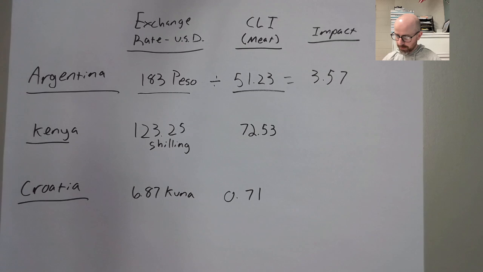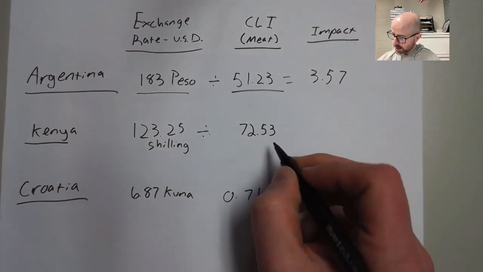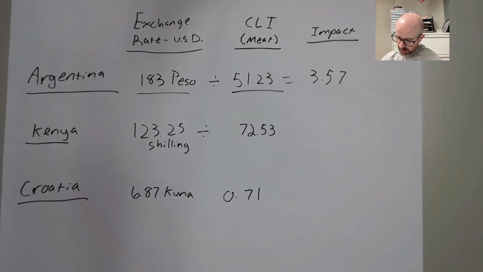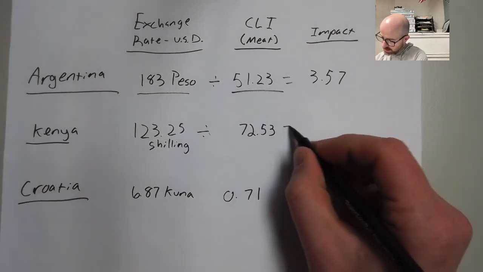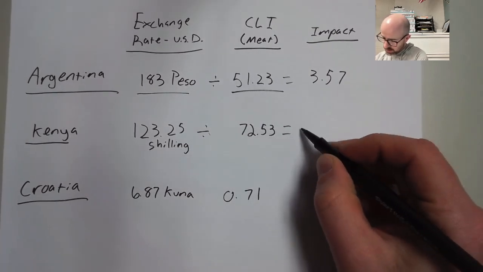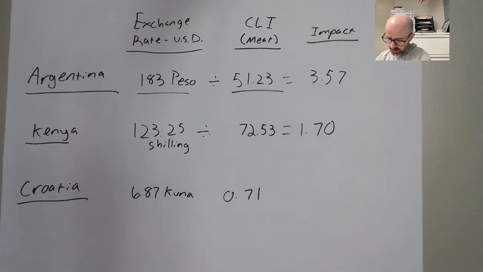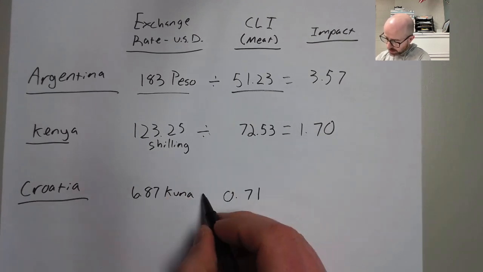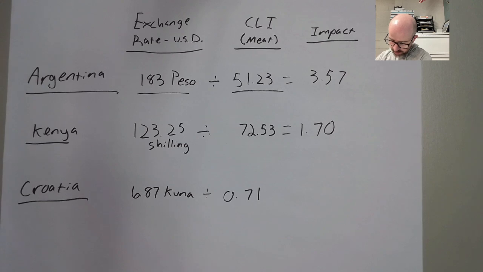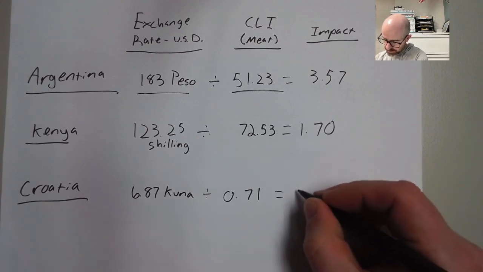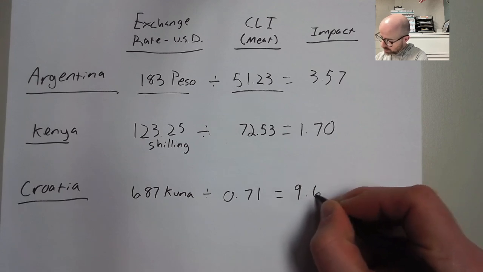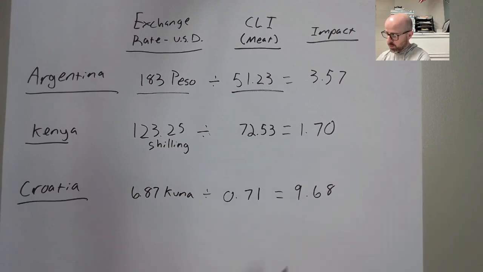Let's do the same thing for Kenya. If I do 123.25 divided by 72.53, I get 1.70, rounding. And let me do the same thing. 6.87 divided by 0.71, and I get 9.68. So I am rounding.